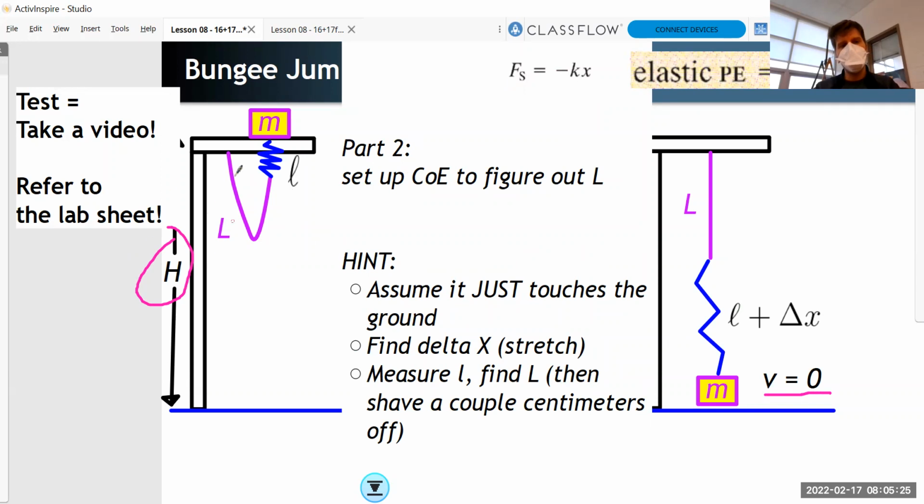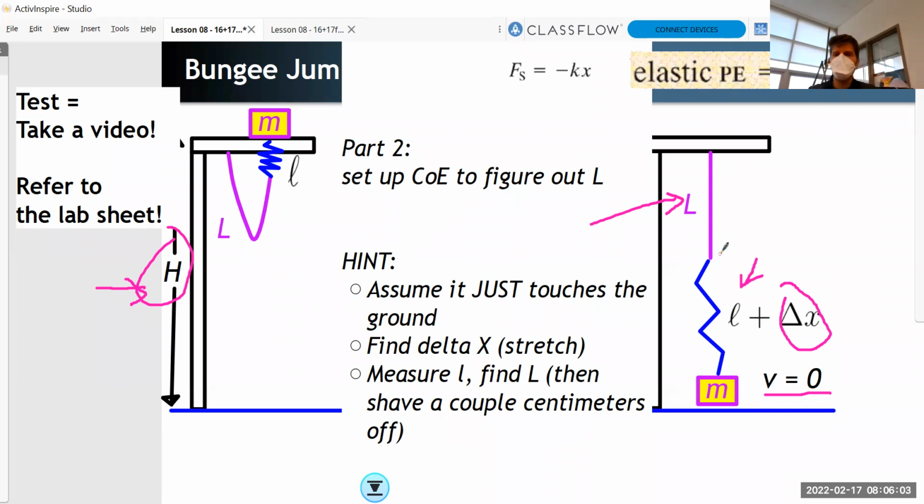So if you equate the two energies, you can actually figure out how far your spring stretches. If you know how far your spring stretches, and you know the rested length of your spring, and you know the total height, it turns out you can do a little bit of arithmetic and figure out how long your string needs to be for the thing to just barely touch the ground. My advice here would be calculate what L needs to be to touch the ground, and then just shave a couple centimeters off to give yourself a margin of error.